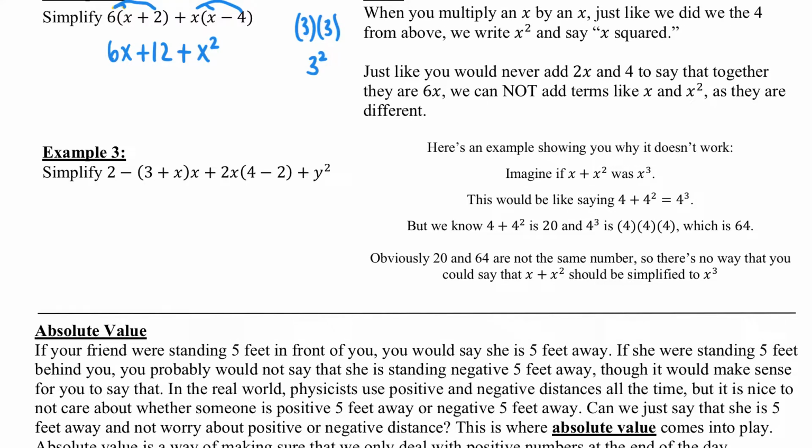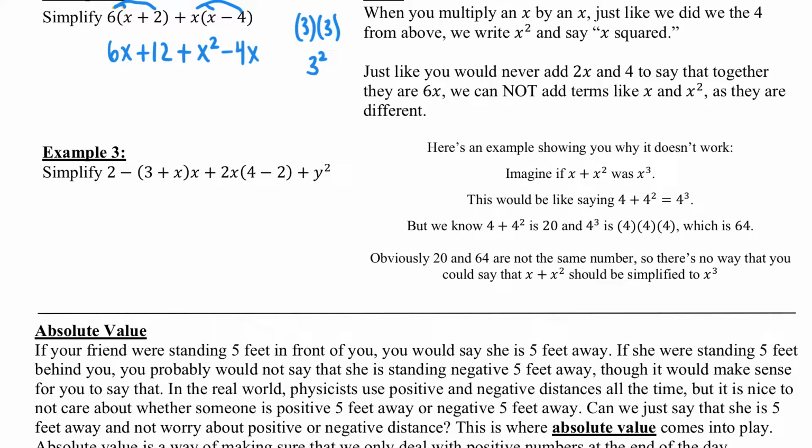What about the x times negative 4 here? Well, x times negative 4 is just negative 4x. Okay, so you can, and I always like to write the number in front of the variable, right? You could say minus x times 4, but that would just be weird. So we typically put the number in front of the variable here.